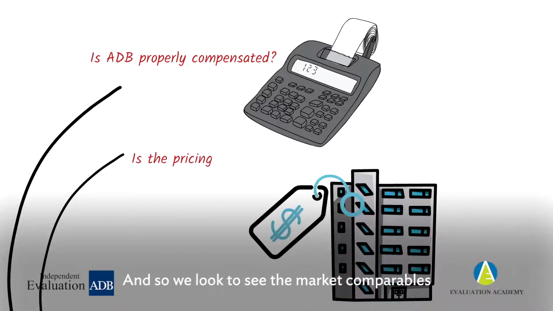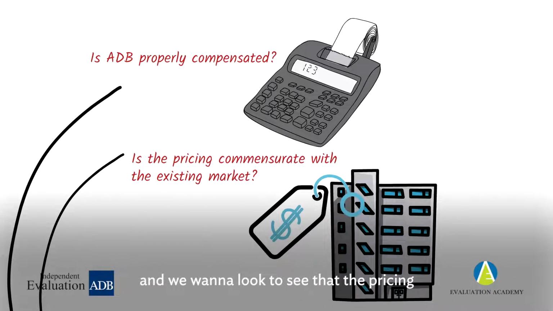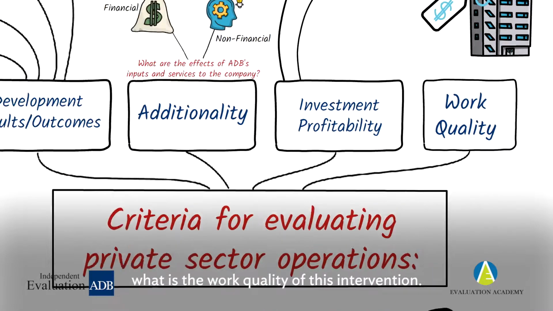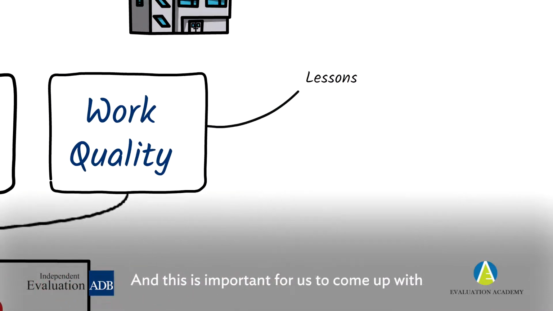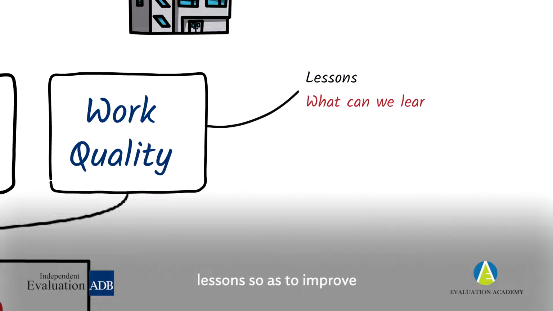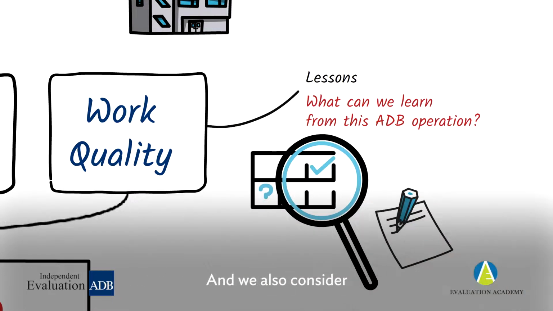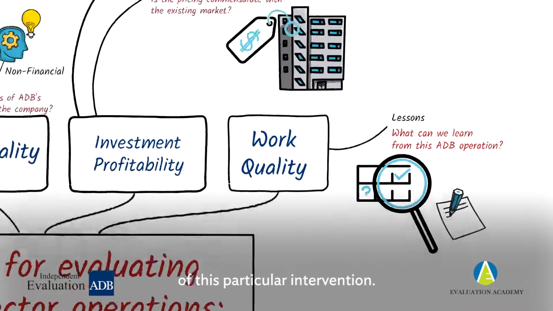And so we look to see the market comparables, and we want to look to see that the pricing that we're coming up with for this transaction is commensurate with the market. And finally, we look to see what is the work quality of this intervention. And this is important for us to come up with lessons so as to improve the design elements of private sector operations going forward. And we also consider the monitoring and implementation aspects of this particular intervention.